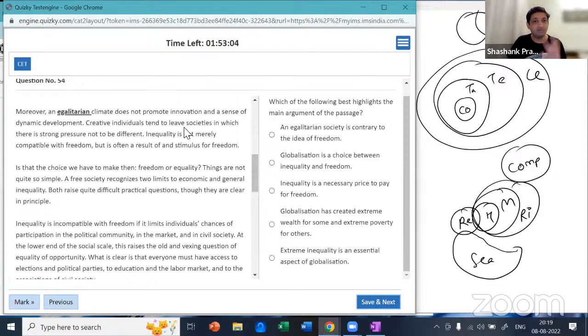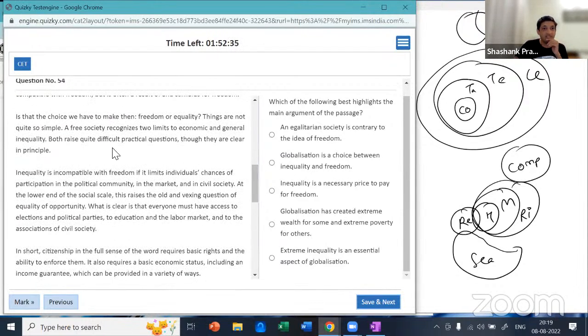Egalitarian climate does not promote innovation, sense of dynamic development. Okay, innovation, correct? Creativity, and to live in societies in which there is strong motion, not to be different. Very good. Inequality is not merely compatible with freedom, but often a result of stimulus for freedom. Okay, I don't understand this. Is that the choice we have to make then, freedom or equality? Things are not quite so simple. Free two limits to economic and gender inequality. Both raise difficult questions. Inequality is compatible with freedom.